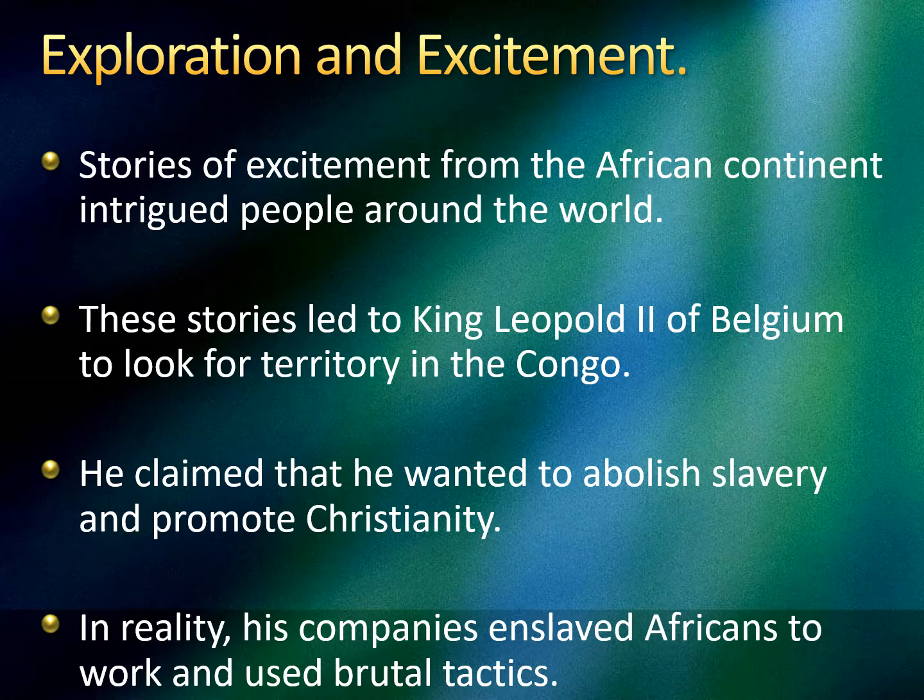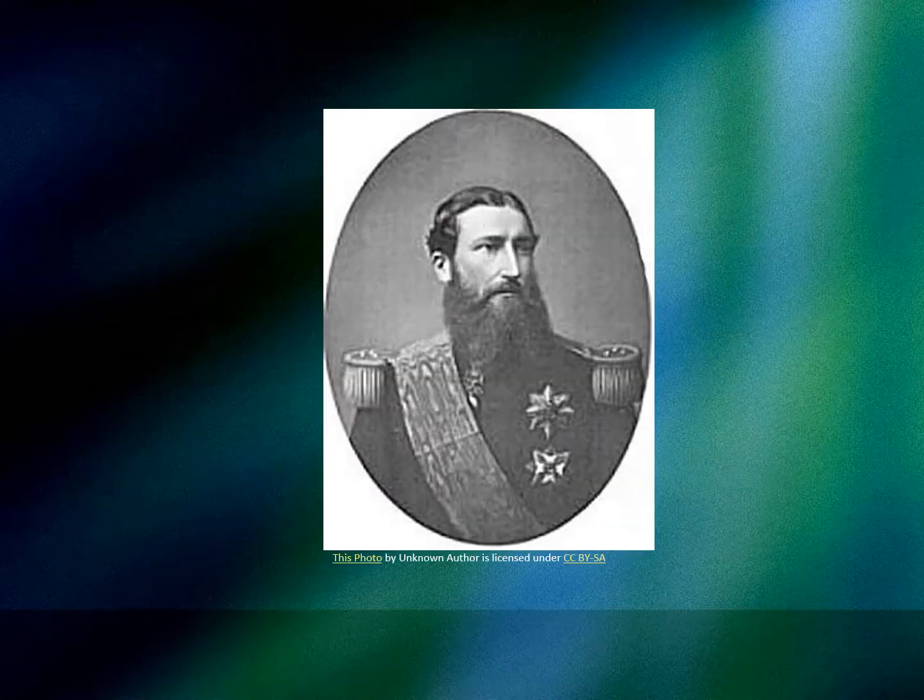And one of these who it really intrigued was King Leopold II of Belgium. And he's going to look for territory in the Congo. He claims that he wants to abolish slavery and promote Christianity in the region, but in reality, he has companies that actually enslaved Africans to do work, and they also use brutal tactics to keep them as well. Okay, and this here is a picture of King Leopold II of Belgium.